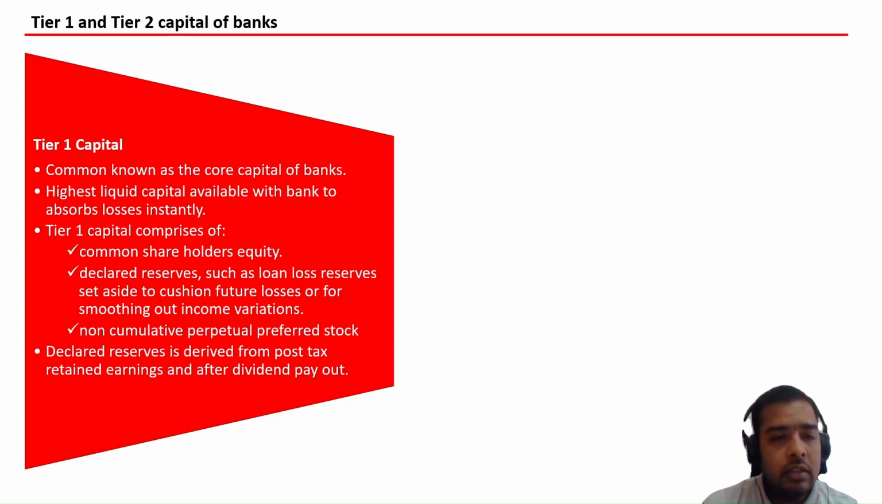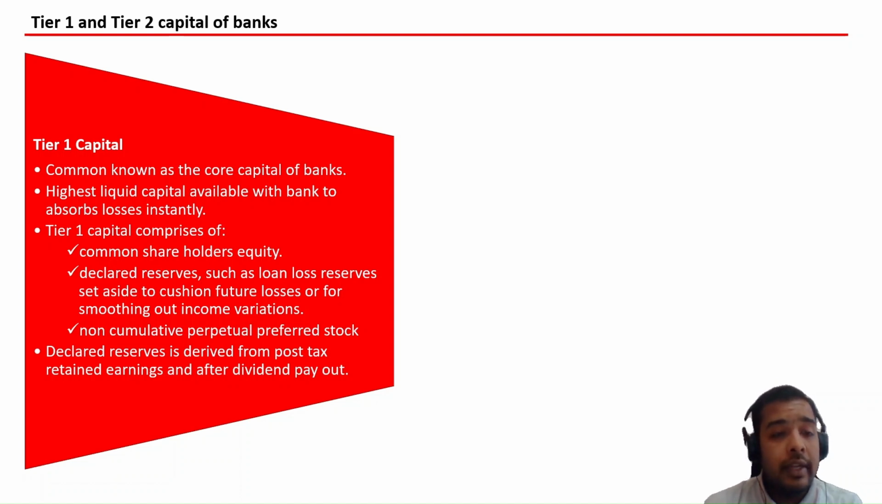Tier 1 capital is commonly known as the core capital of a bank, and it is the most liquid asset available with the bank to absorb its losses instantly. If the bank faces any credit losses or monetary losses due to operational and market risk, this is the most liquid capital which the bank can use instantly to absorb its losses and keep functioning as usual, so that there is no hindrance to the bank's day-to-day operations. And it helps banks to maintain a resilient structure.